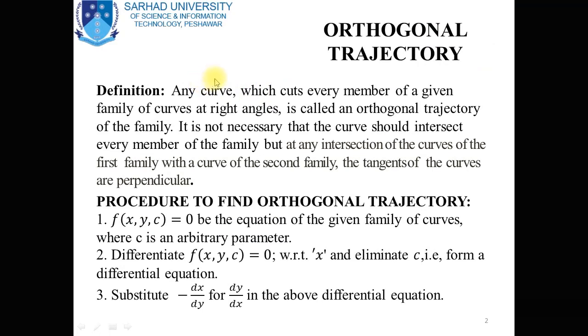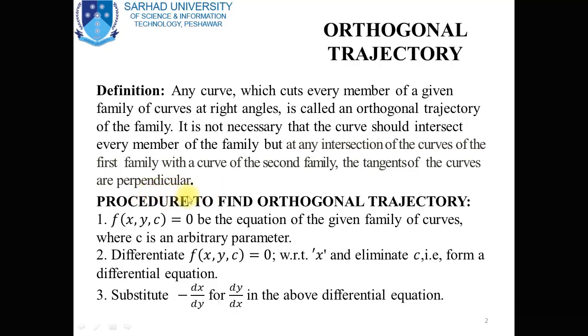Now, dear students, as I have already told you, any curve which cuts every member of a given family of curves at right angles is called an orthogonal trajectory of the family. It is not necessary that the curve should intersect every member of the family, but at any intersection of the curve of the first family with a curve of the second family, the tangents of the curves are perpendicular.